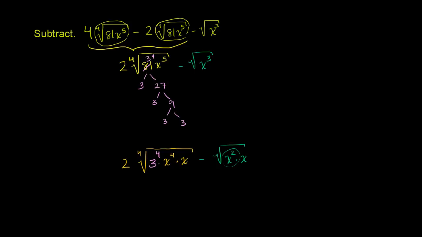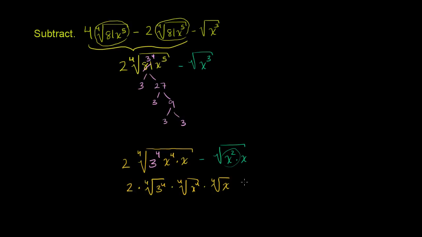Now, how can we simplify this a little bit? And you're probably getting used to the pattern. This is the same thing as the 4th root of 3 to the 4th times the 4th root of x to the 4th times the 4th root of x. So let's just skip straight to that. Let me write it explicitly, although you wouldn't have to necessarily do this. This is the same thing as the 4th root of 3 to the 4th times the 4th root of x to the 4th times the 4th root of x times the 4th root of x. And 2 is being multiplied times all of that.